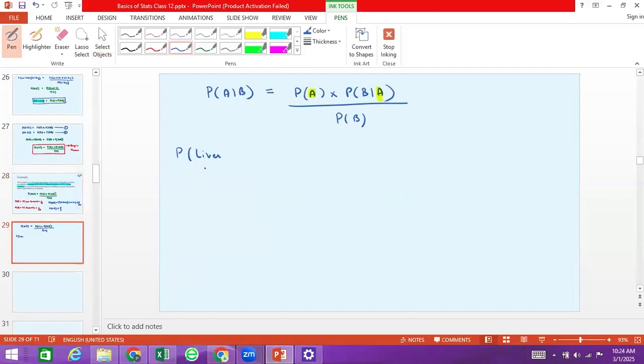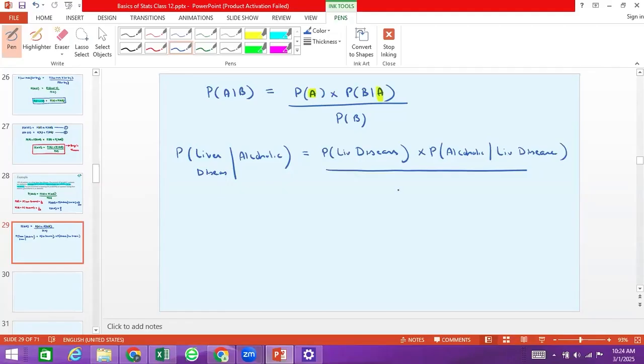What is the probability of liver disease given someone is alcoholic? It is the same as probability of liver disease multiplied by probability of alcoholic given he has liver disease, divided by probability of what? Probability of alcoholic.